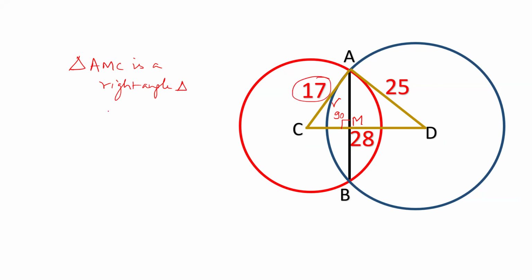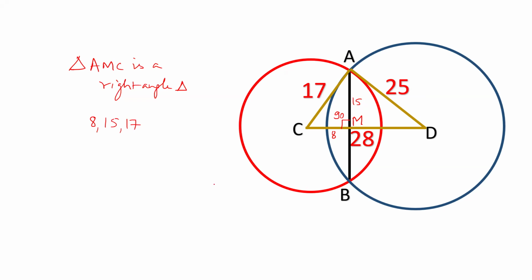If this is a right angle triangle, then we can apply a Pythagoras triplet. If this is 17, the Pythagoras triplet which we can use is 8, 15, 17. So if this is 17, the other two sides will be 8 and 15. Either this is 8 and this is 15, or the other way around. AM can be 8 and CM can be 15. Now let's see if this satisfies the condition or not.